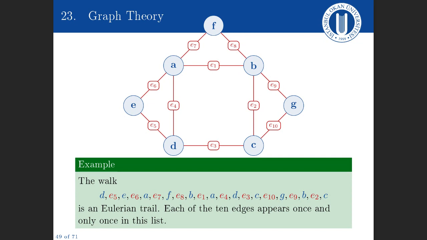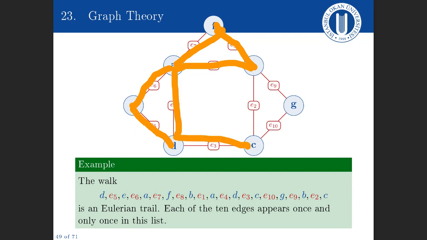Let's check this. What we're doing, we're going to start at D, and we're going to take E5 to get to E, and then we're going to go to A, and then we're going to go to F, and from F to B, from B back to A, from A to D, from D to C, from C to G, from G to B, and from B to C. We've used every edge once and only once. So this is an Eulerian trail.